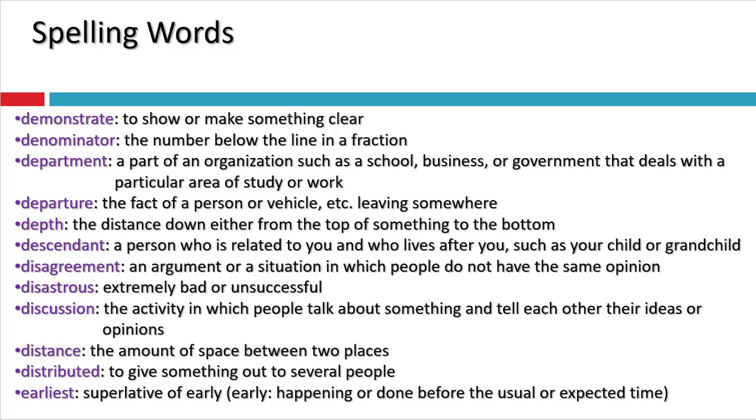Disagreement, in an argument or situation you do not have the same opinion, do not agree, we call it a disagreement. Disastrous, extremely bad or unsuccessful, we call it disastrous. Discussion, like we are discussing, what we are talking, spelling words, right? So you are talking about some point or idea or opinion, we call it discussion. Distance, the amount of space between two places, we call it distance. Distributed, to give something out to several people, we call it distributed.